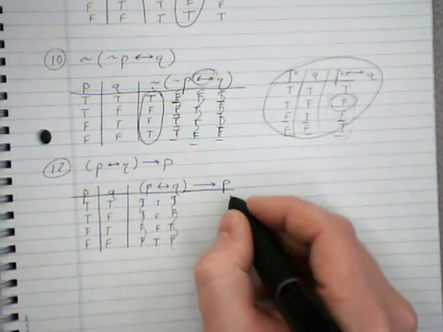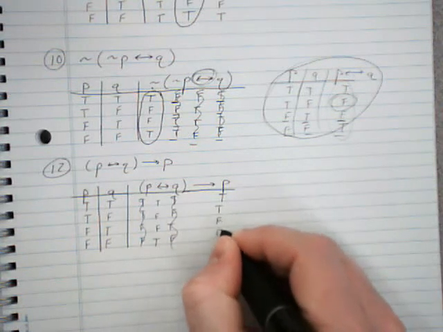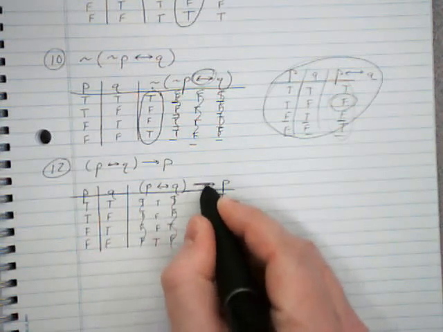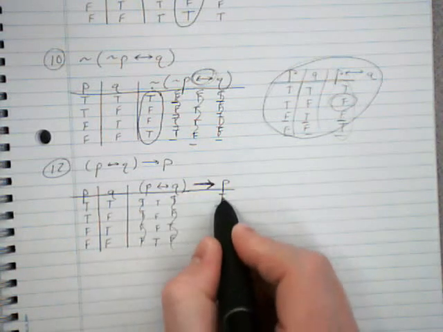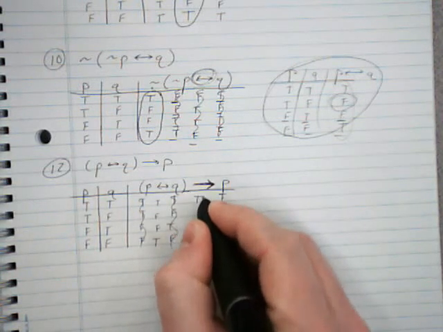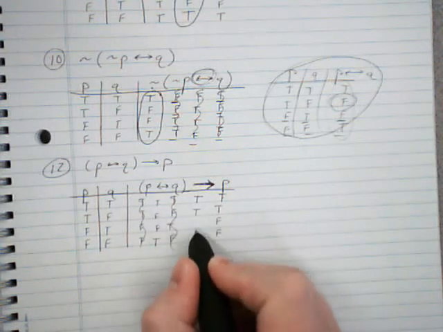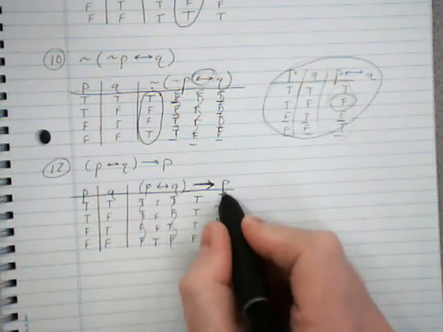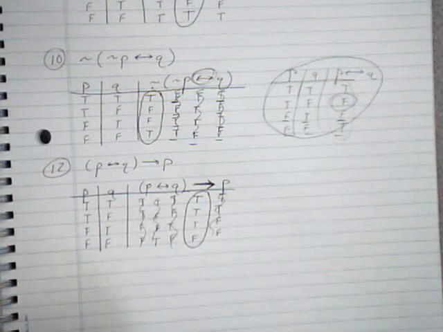And then I'm going to rewrite my P column. It's true, true, false, false. Now I'm going to compare that with my one-way arrow. So what happens on the one-way arrow with a true and a true? It's true. And then a false and a true. False and a false. And a true and a false. Okay. So I've used up these, and that's the only thing left. That's my answer column.